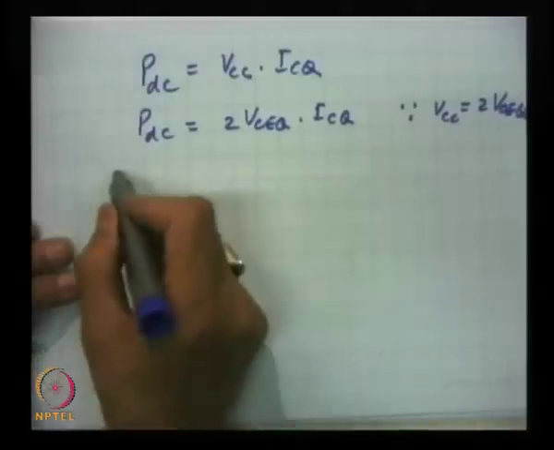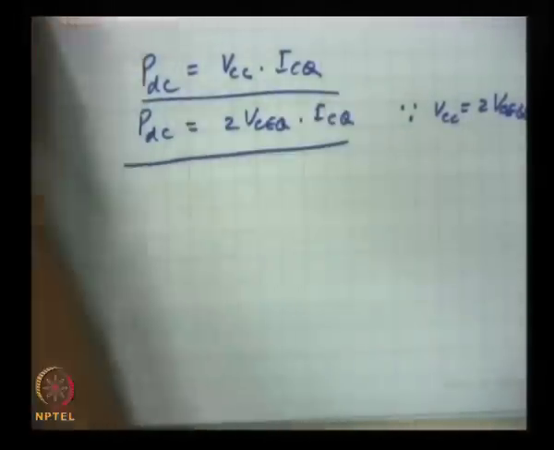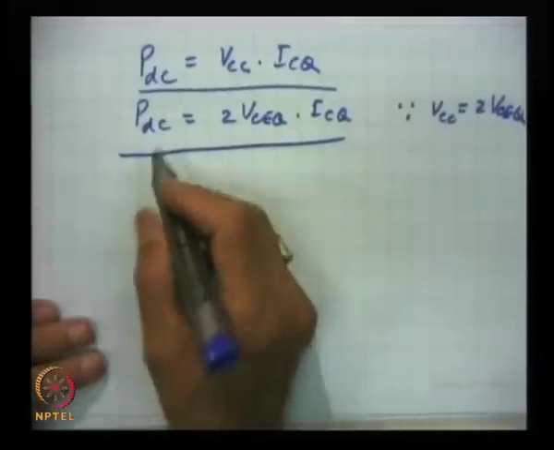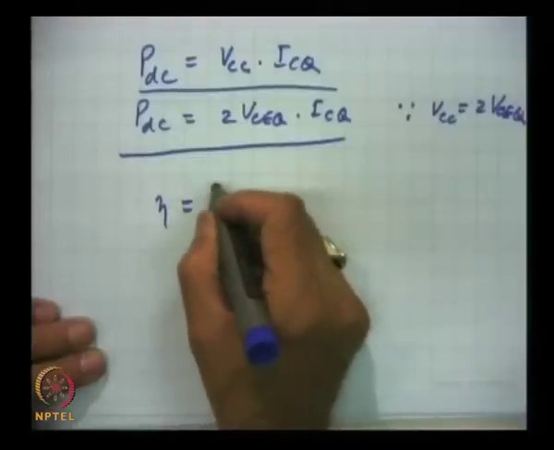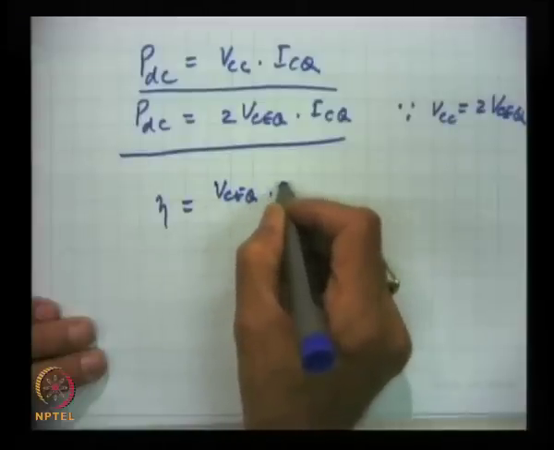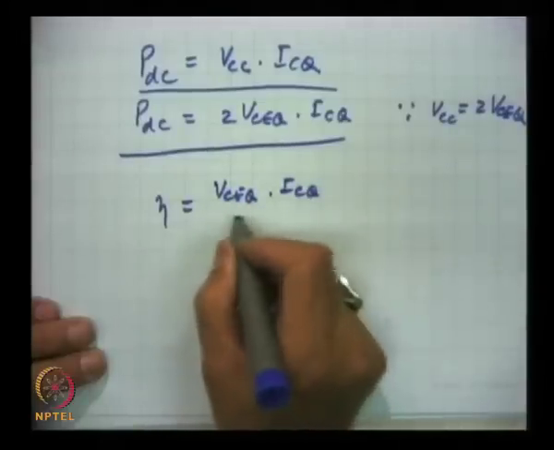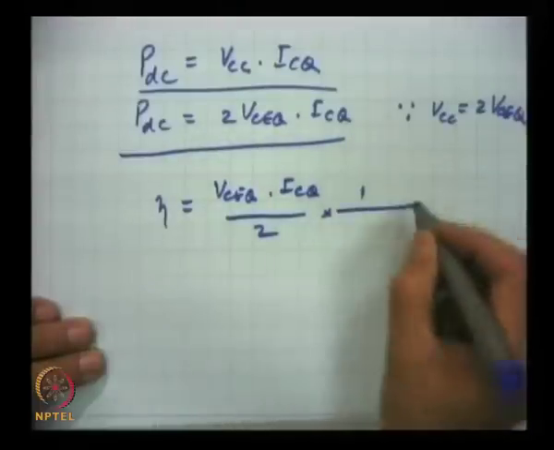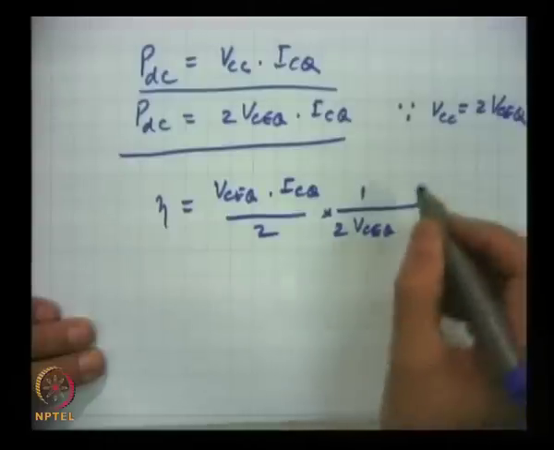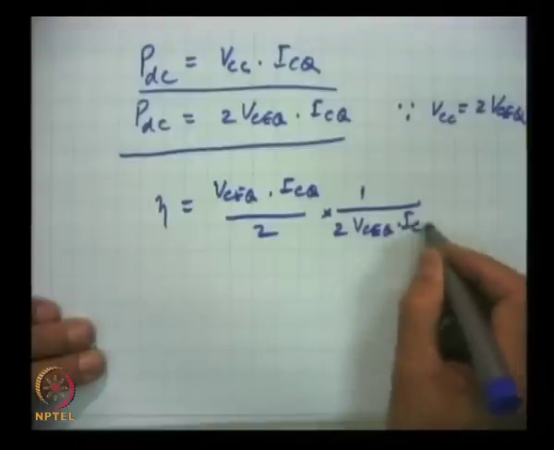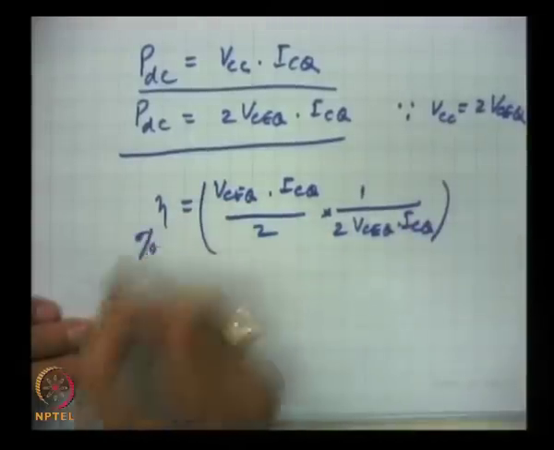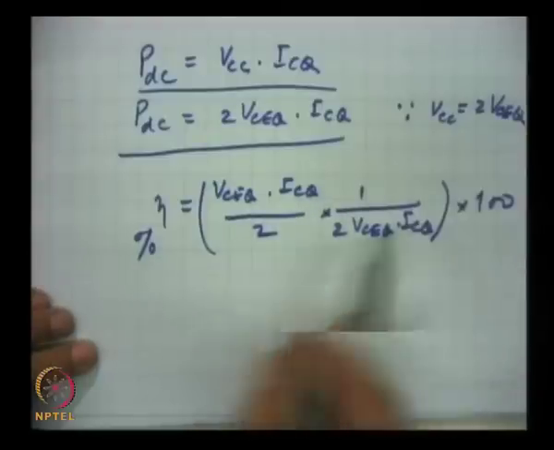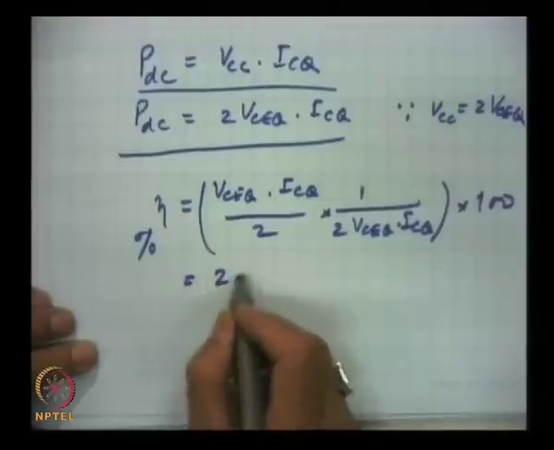So this is the DC power, and this is the AC power. The ratio of the two is VCEQ ICQ by 2, divided by 2VCEQ into ICQ, and since efficiencies are normally expressed in percent, multiplied by 100. So this cancels, and this is 100 by 4, so 25%.